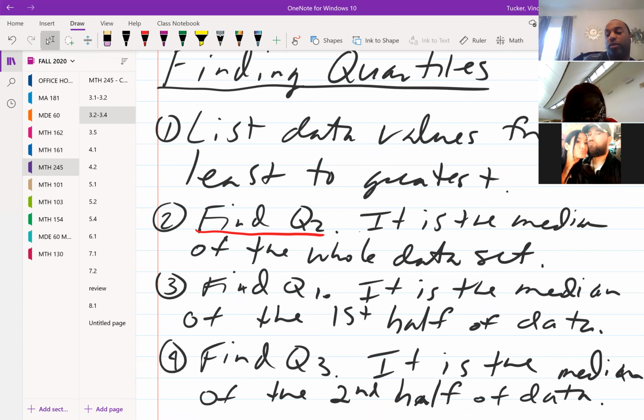And so all we're really doing is finding three medians. The median of the whole data set, then the median of the first half of data, then the median of the second half of data. First thing you got to remember to do though is not to forget to list your data values from least to greatest. That has to be done first.